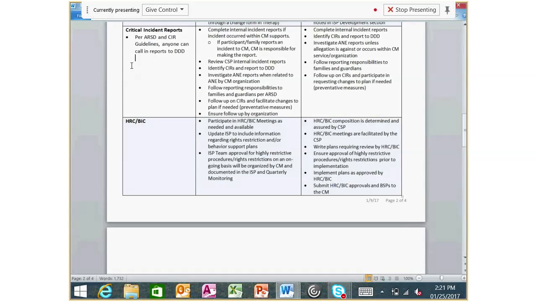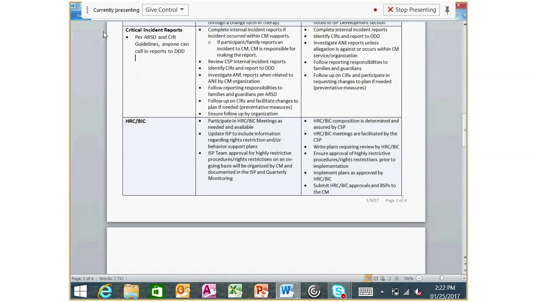All right, we'll move on to critical incident reporting. The case manager is responsible for completing any internal incident reports if the incident occurred within case management supports. So this would include if a self-advocate or a family member reported to the case manager an allegation of abuse, neglect, or exploitation. The case manager will review any incident reports completed by the CSP, identify any critical incident reports, and report to the division.